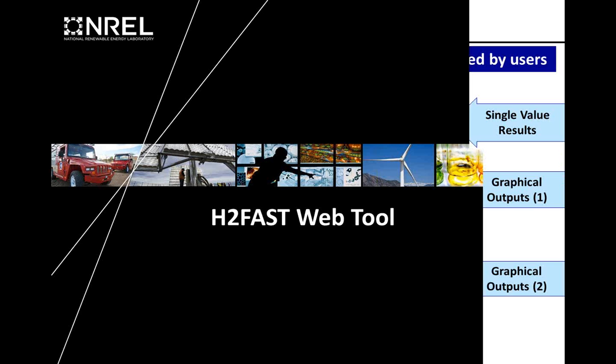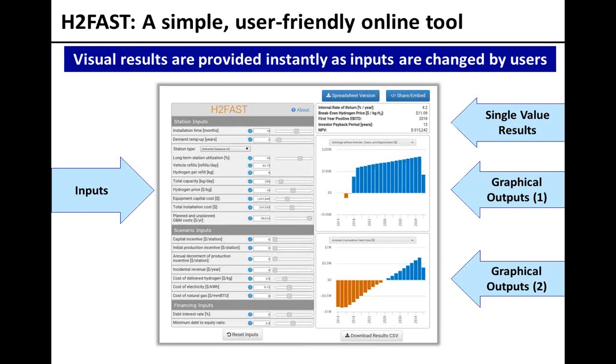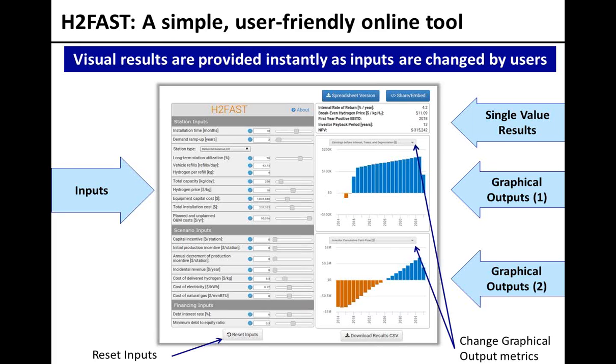So we're going to start going through the web-based tool here. This is just an overview of the interface for the web version of H2 FAST. So you can see on the left, we have the grid area where you have the inputs, different rows. There are information icons, the little blue circles. If you hover over those with your cursor, it'll bring up a description of each of those items. Those are all the inputs for costs and for the station configuration.